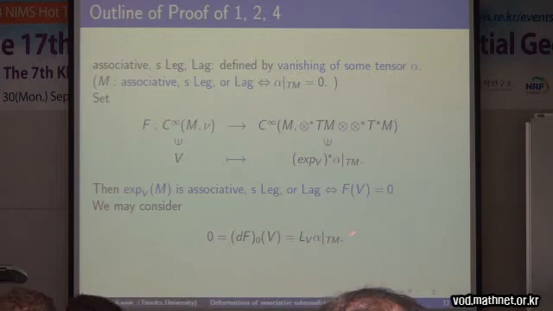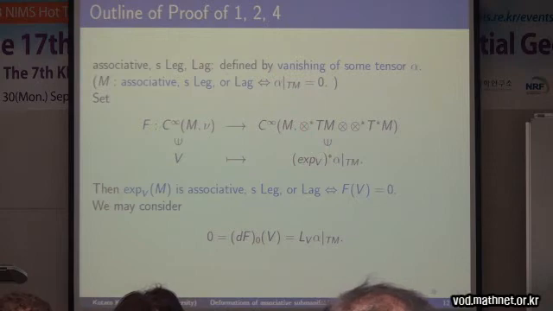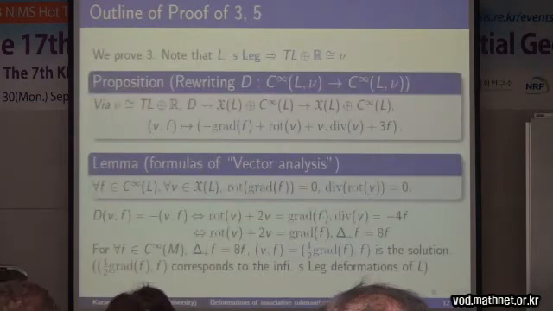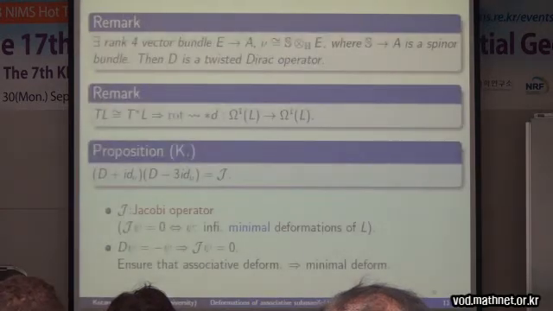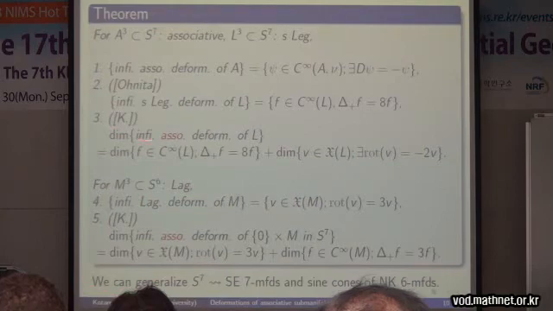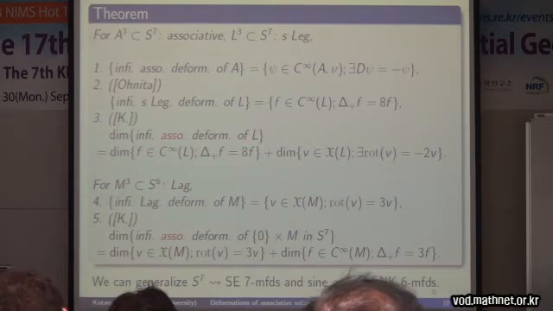We may only consider the leading derivative of the tensor alpha. So we can prove statements 1, 2, and 4. Next, we give an outline of the proof of 3 and 5. These 3 and 5 are my results. Statement 3 is about deformed special Legendrian as associative, and statement 5 is about deformed Lagrangian as associative submanifold.